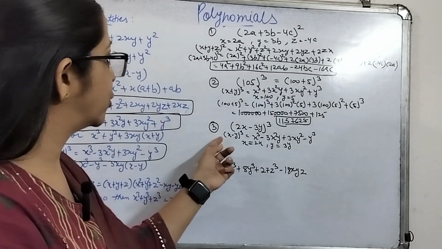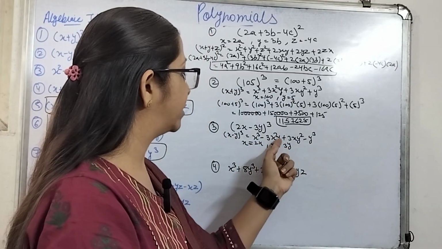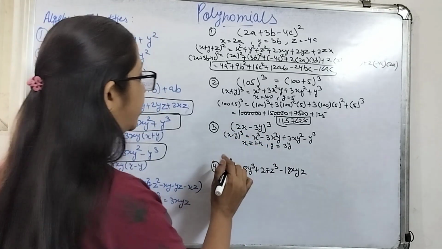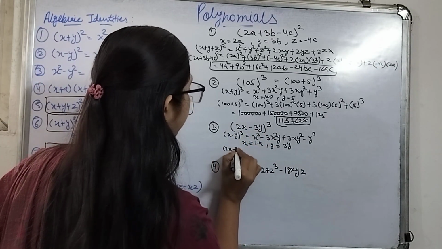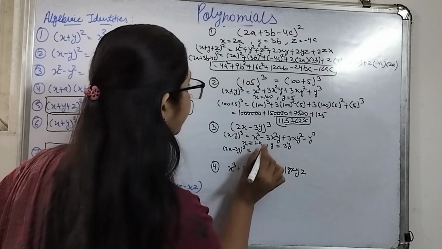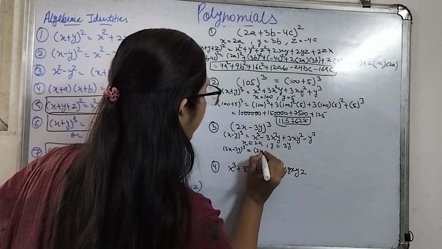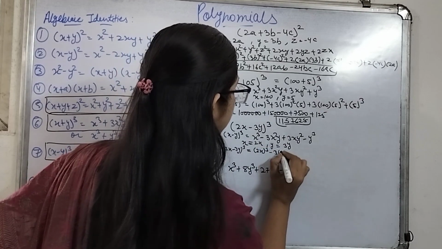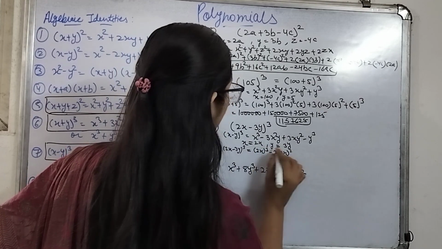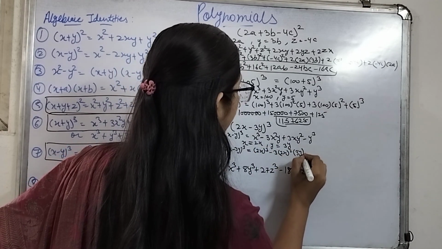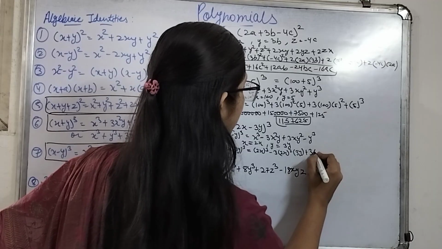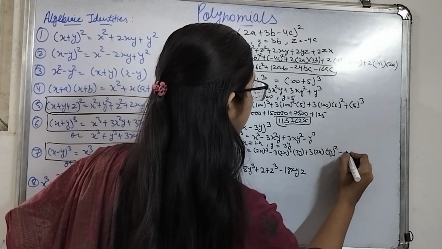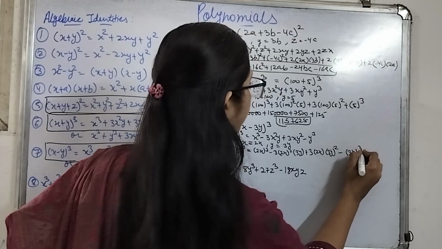When we replace x by 2x and y by 3y, we are solving 2x minus 3y whole cube. So it can be written as 2x minus 3y whole cube is x cube, meaning 2x cube, minus 3 times x square, meaning 2x square, into y, which is 3y, plus 3 into x, which is 2x, and y, which is 3y whole square, minus 3y whole cube.